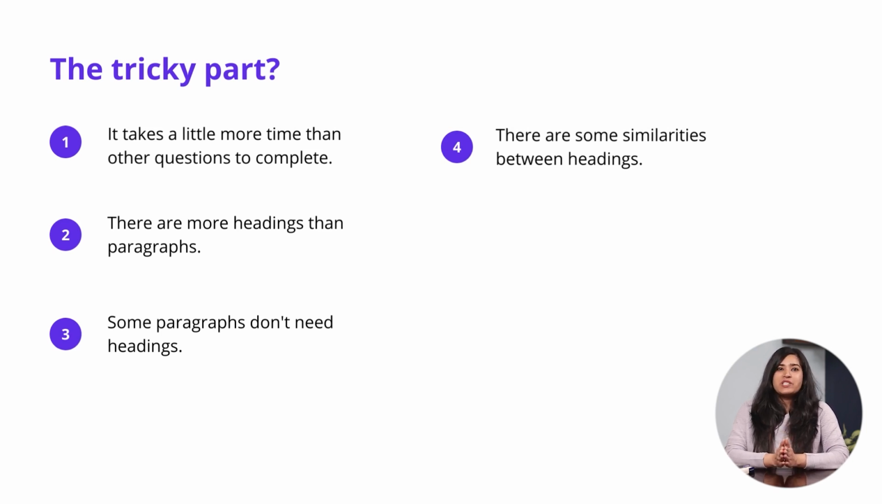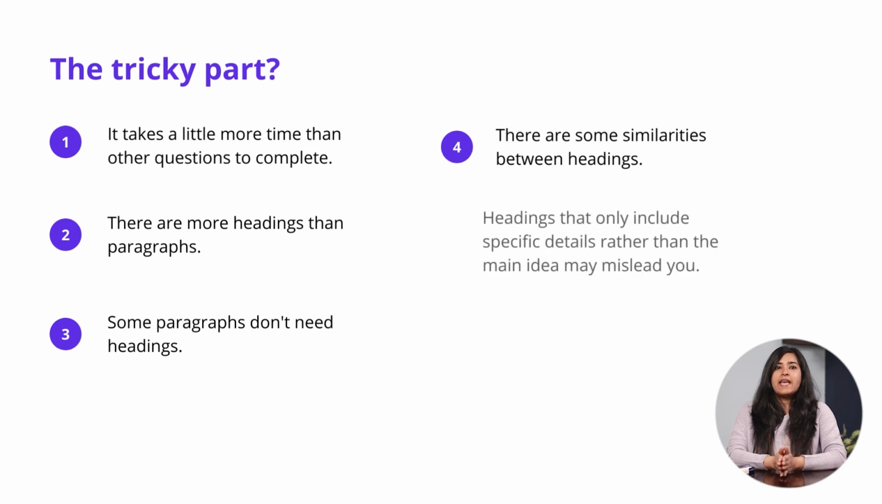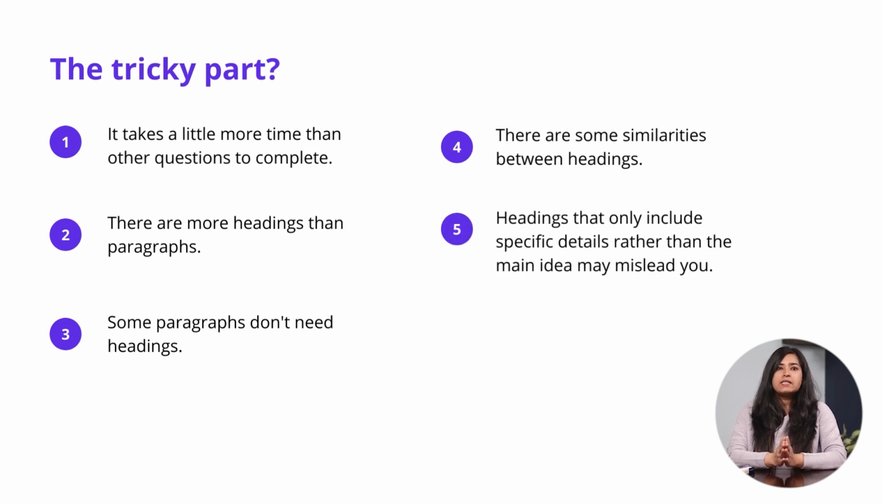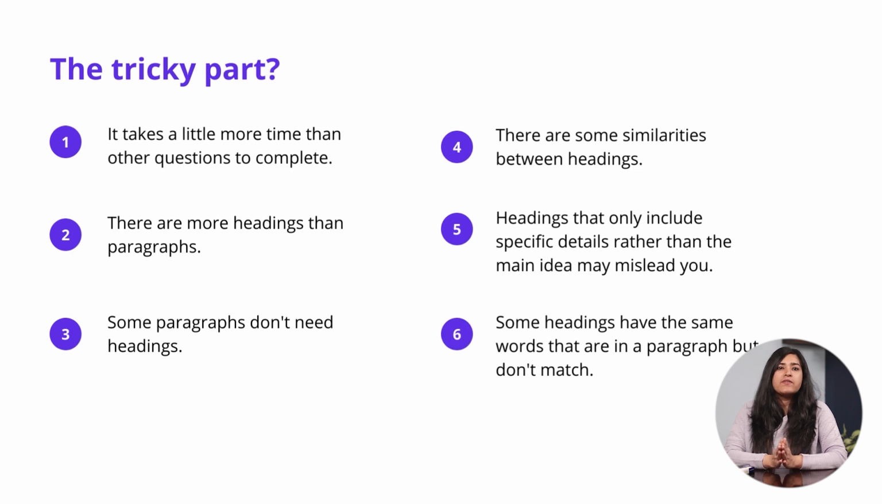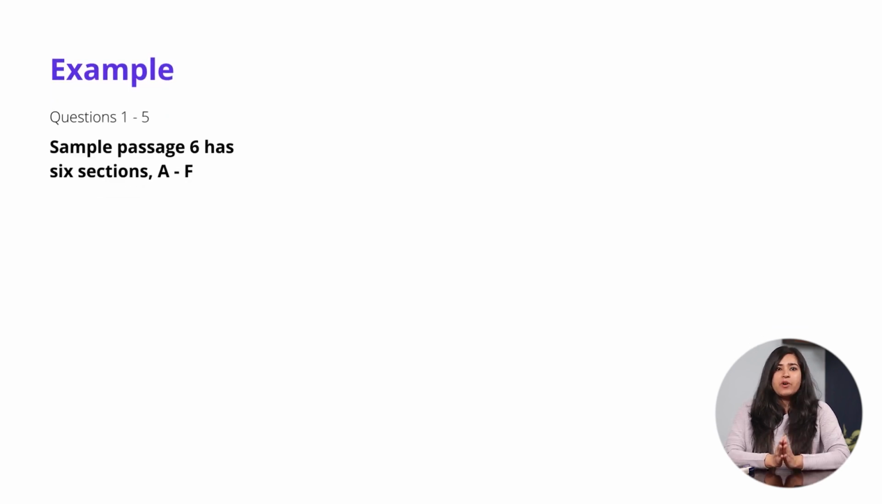This is also why this question type takes longer to complete, because you will have to skim the paragraphs in a little more detail in order to find the correct answer. Next, it might be misleading because headings might only include specific details rather than the main idea. This is where finding keywords and understanding vocabulary comes into play. And last but not least, it will take more time to find the answers because some headings have the same words that are in the paragraph but don't match. So you'll not only have to look out for the key words, but also make sure the meanings are the same. Have a look at the example on the next slide.